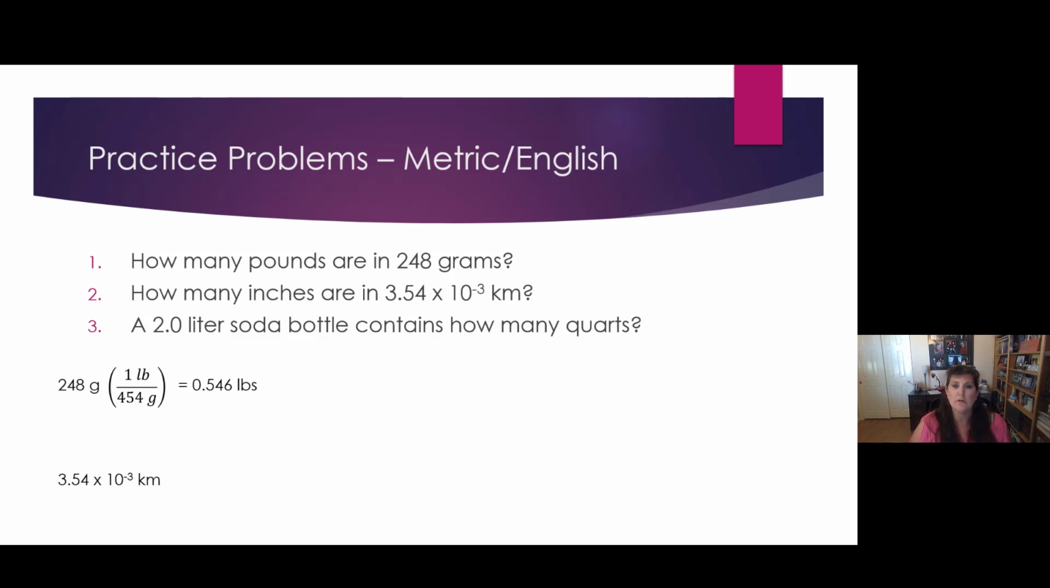What do I know about kilometers? Is a kilometer big or little? It's big, right? So 1 kilometer is what? 1,000 meters. I hope you said that. 1 kilometer is 1,000 meters. Does the kilometer need to go on top or bottom? On the bottom, right? So we're going to have 1,000 meters over 1 kilometer. Like that. Kilometers cancel, we got meters.